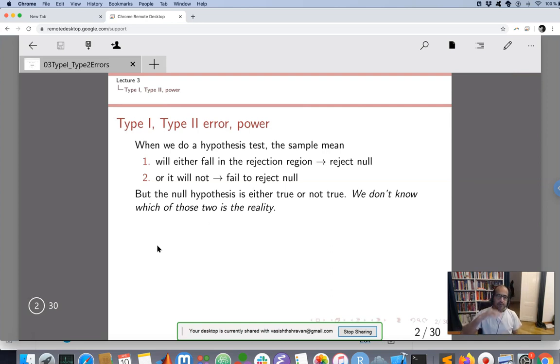So basically whenever we do a null hypothesis significance test, we end up making a binary decision. Either we reject the null or we fail to reject the null. Now, when we set up a null hypothesis, that null hypothesis is going to be either true or false out there, in nature. We don't know which of those two is the reality, but one of them is going to be true. So there are two possible worlds out there, one in which the null is true, the other in which the null is false.